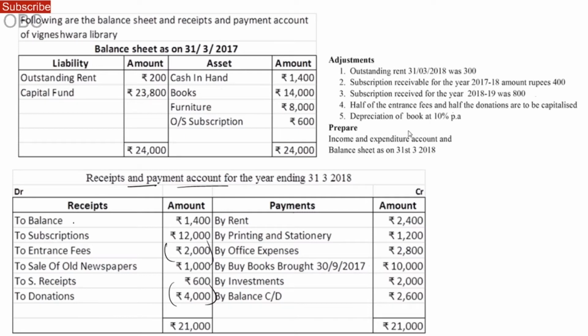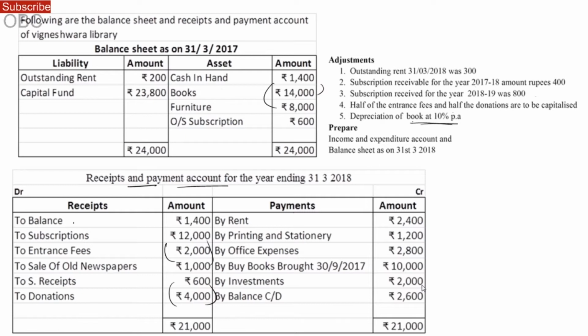Okay, next is the last adjustment, fifth adjustment, that is depreciation of books. We don't have depreciation for the furniture. They purchased furniture worth 8,000 rupees in the last year. This year they're not purchasing any furniture. They're charging depreciation only for the books at 10%. That means they have 1,400 rupees worth of books. For that, 10% is 1,400 rupees. You need to subtract 1,400, and we have another entry in the receipts and payment account.